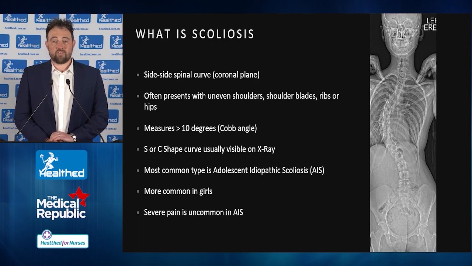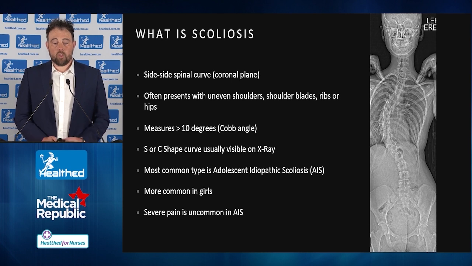So what is scoliosis? Just a refresher. It's a side-to-side spinal curvature in the coronal plane. It often presents with uneven shoulders, shoulder blades, ribs or hips, and the spine is actually a driver for this, but perhaps sometimes the least obvious of those problems.